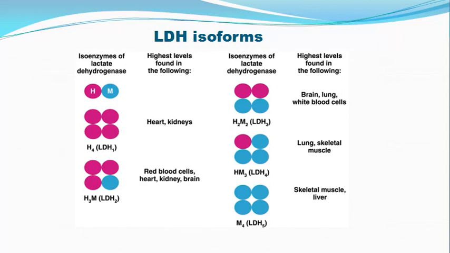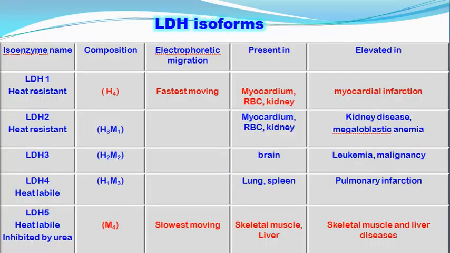LDH4 has 3 muscle subunits and 1 heart subunit, and it is termed HM3. It is found mainly in the lung and skeletal muscle. And the last one is M4, LDH5. This isoenzyme is present mainly in skeletal muscle and liver, and all the subunits are muscle subunits.